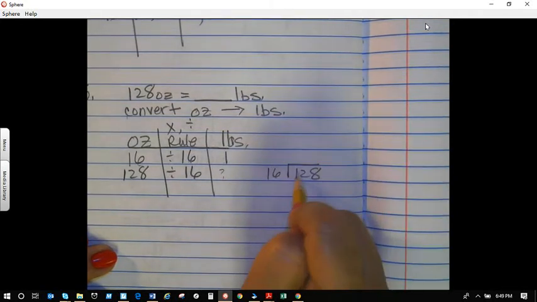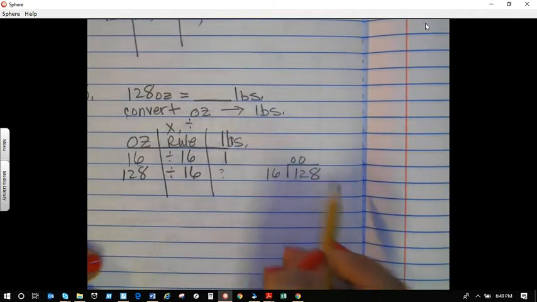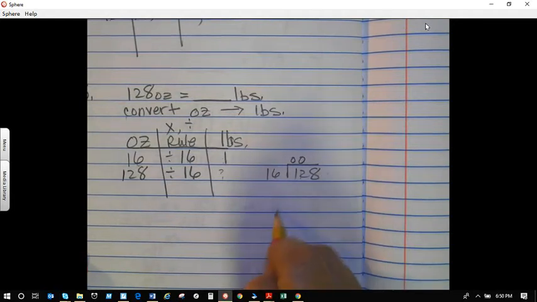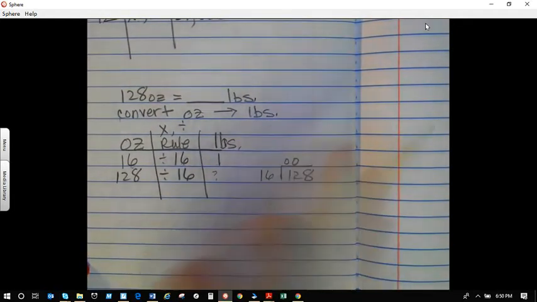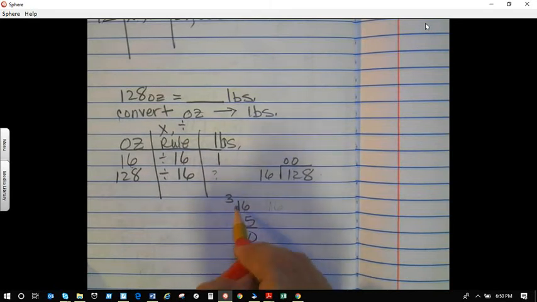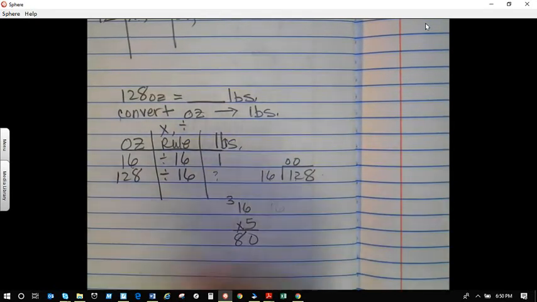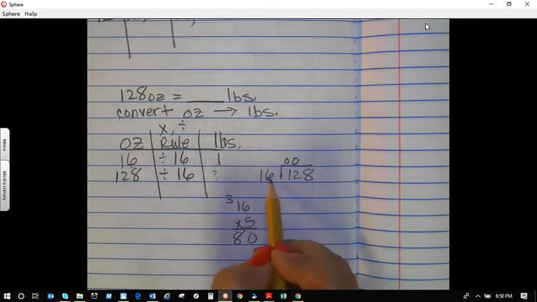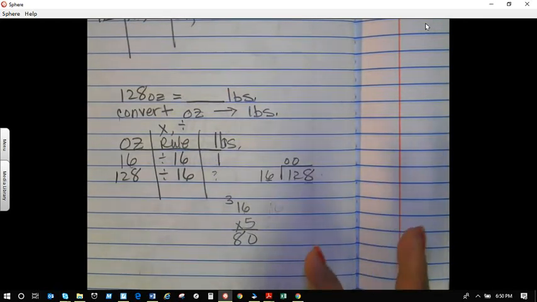Well, it doesn't go into 1, doesn't go into 12. How many times does it go into 128? So I'm going to start off with, let me move over just a little bit more. I'm going to start in the middle, 16 times 5. 5 times 6 is 30. Carry my 3. 5 times 1 is 5, plus 3 is 8. Now, the way I normally would do it, I look at my ones place, and I say 6 times what will equal, that will end in 8. And that's how I work it out.